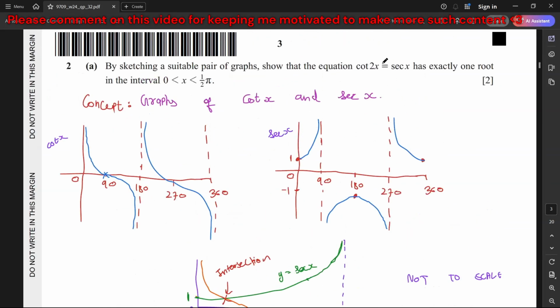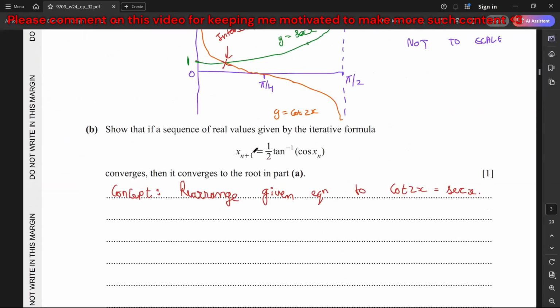You might be wondering why we are not choosing a value in between 0 to pi by 4 and substituting it over here, then whatever answer we get we again substitute it until we get the convergence. Well, that kind of question is usually asked for 3 to 4 marks. Over here you can see it's just one mark. So basically what you are asked to do is just to rearrange this equation and convert it into the format of cot 2x is equal to sec x. So let's see how we can do this.